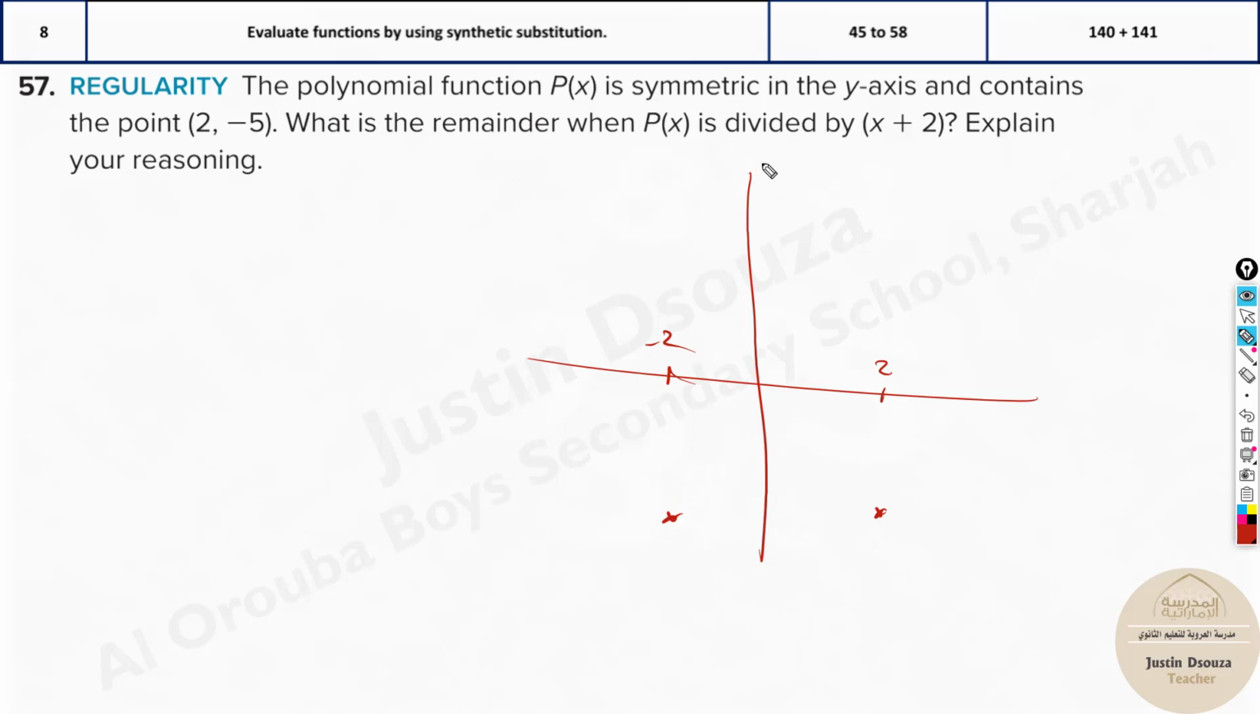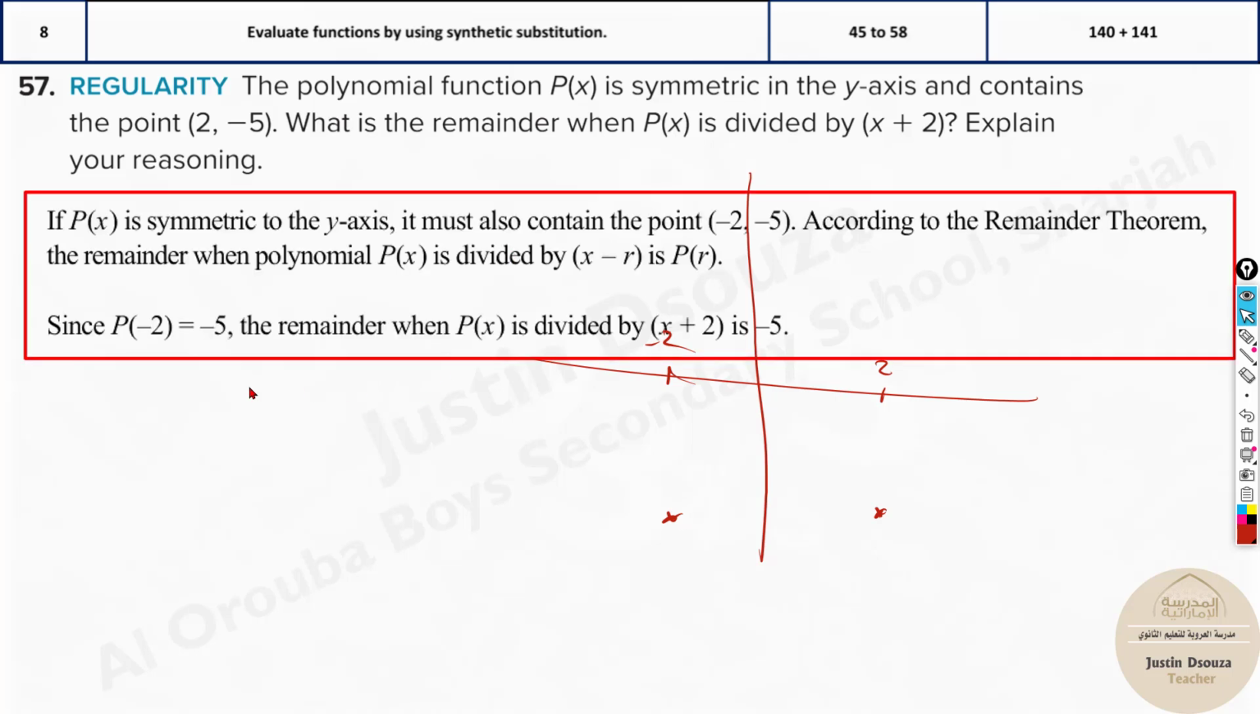What is the remainder when p of x is divided by x plus 2? Explain your reasoning. So now what they're asking is, we have used the remainder theorem, I believe. So yes, the remainder theorem is used. I'll just explain what this means. To find the remainder, we have to use the remainder theorem. Over here they have given x plus 2, right? What does the remainder theorem say? When you're dividing, p of x is symmetrical and they have given the points. This divided by x plus 2 is what you need to find, isn't it? But we don't exactly know what p of x is, we need only the remainder. What is the remainder when it's divided?